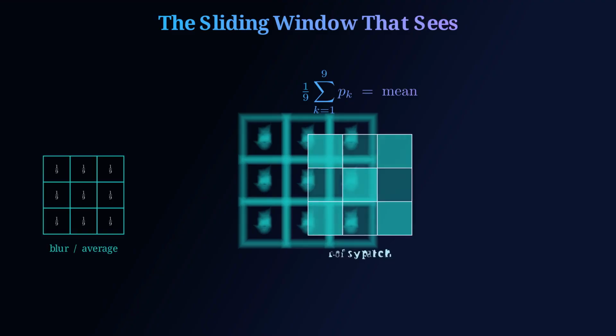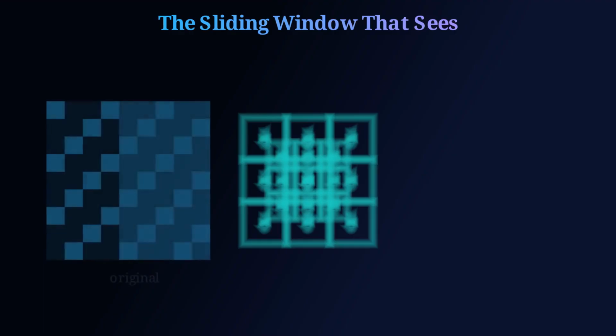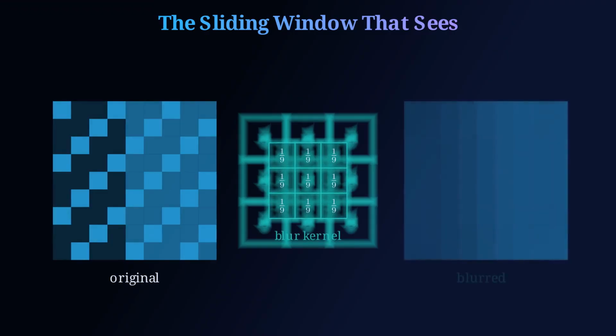Bright spots get pulled toward their neighbors, noise gets softened, and the image goes hazy. Show the before and after side by side. Fine detail dissolves, edges soften, the whole thing looks like it's behind frosted glass. And every bit of that came from 9 identical little weights and our same multiply and sum.